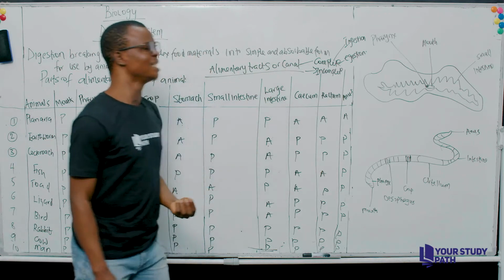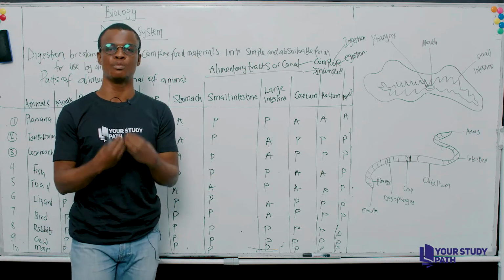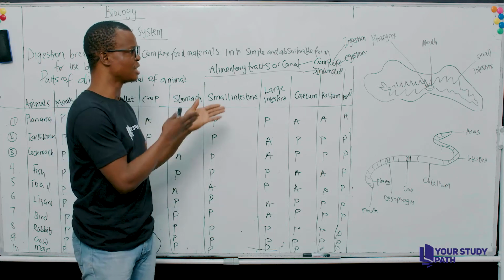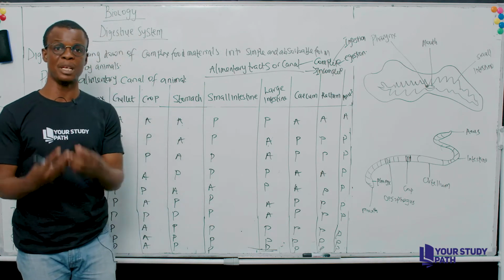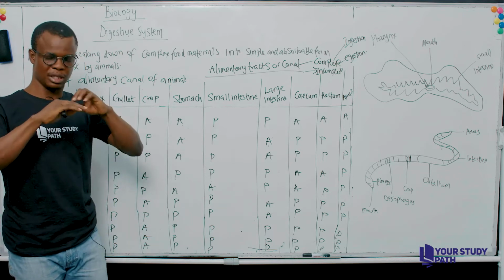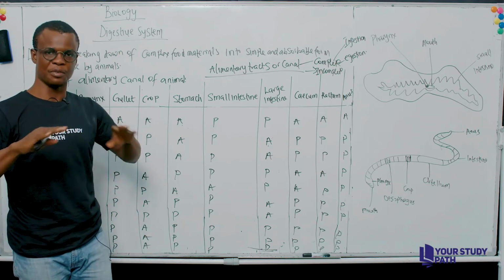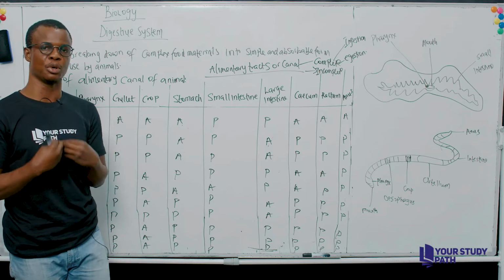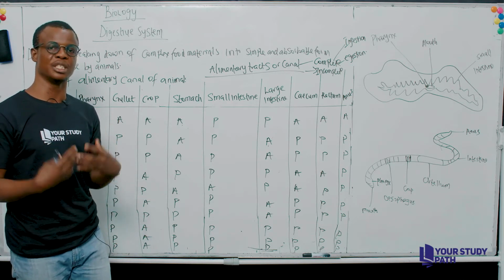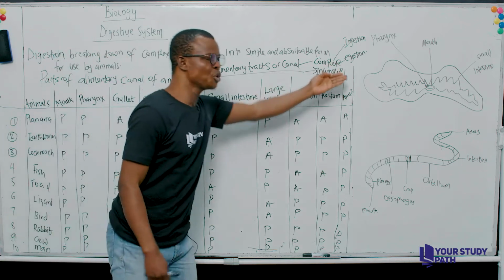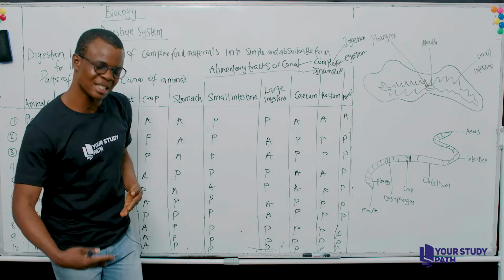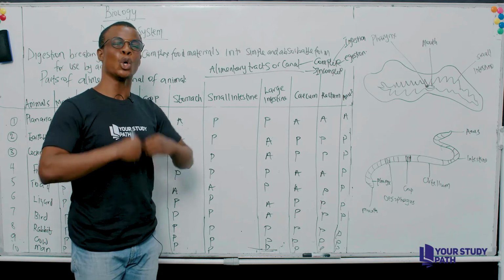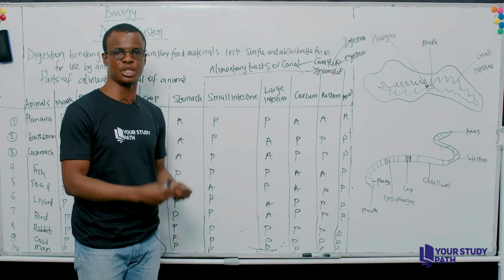These two openings are responsible for ingestion and egestion. Ingestion simply means the intake of food material. That is the simplest form of definition of ingestion. To ingest something means to take something into the body of an organism. Then egestion simply means the passing out of waste material or of undigested food from the body of an animal.